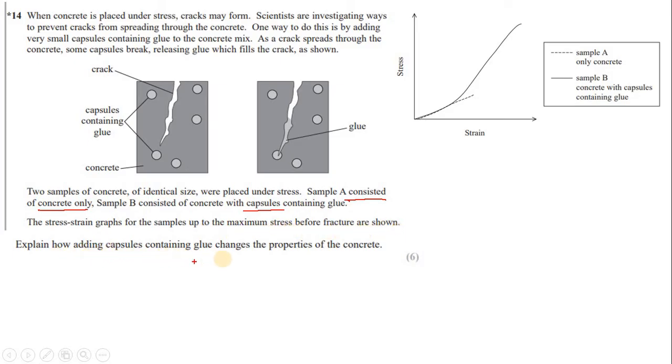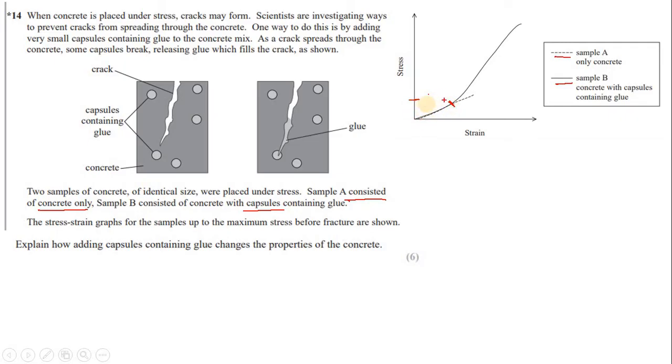Explain how adding capsules containing glue changes the properties of the concrete. This is a 6-mark question. So here you see we have two samples. The dashed line is sample A and the solid line is sample B. Clearly you see that for a small stress, both sample A and sample B behave exactly the same. There's not much difference between the behavior of the two.